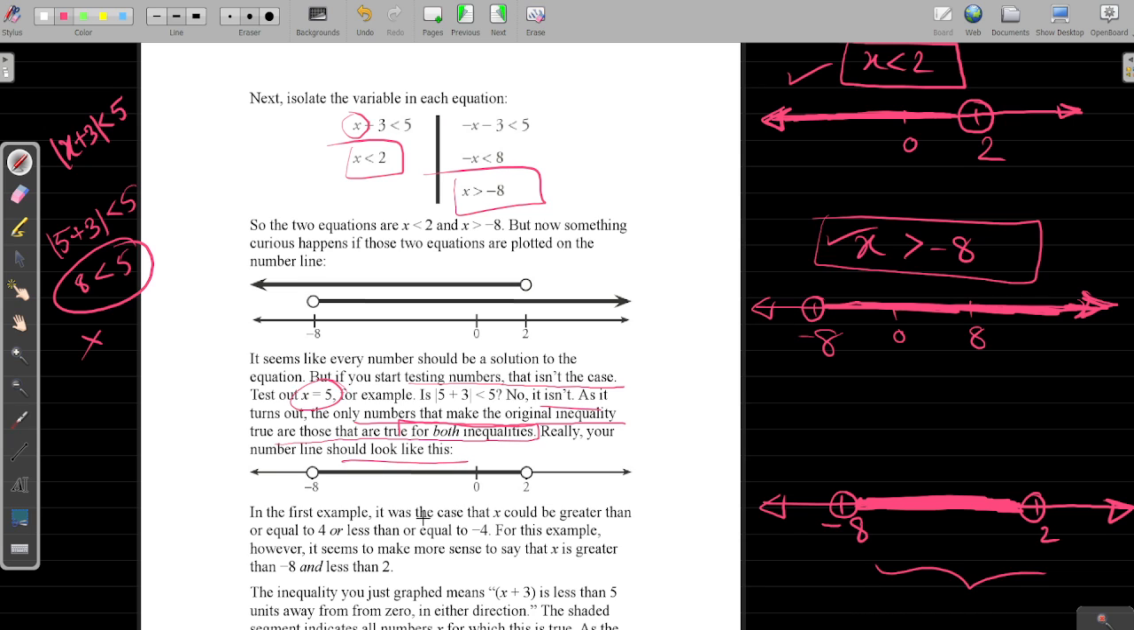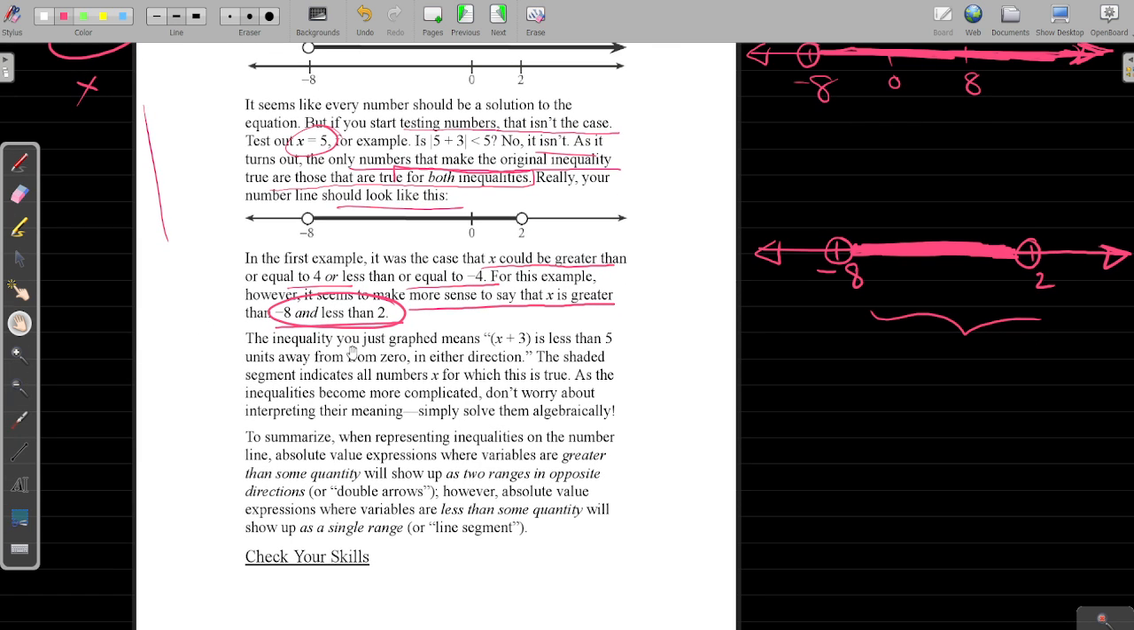In the first example, it was the case that x could be greater than 4 or less than minus 4. For this example, however, it makes more sense to say x is greater than minus 8. Yes, the same thing is written here by taking the common portion. Now the inequality you just graphed means x plus 3 is less than 5, right sir, from 0 in either direction. The shaded segment indicates all the numbers for which x is true. As the inequality becomes more complicated, don't worry about interpreting the meaning.